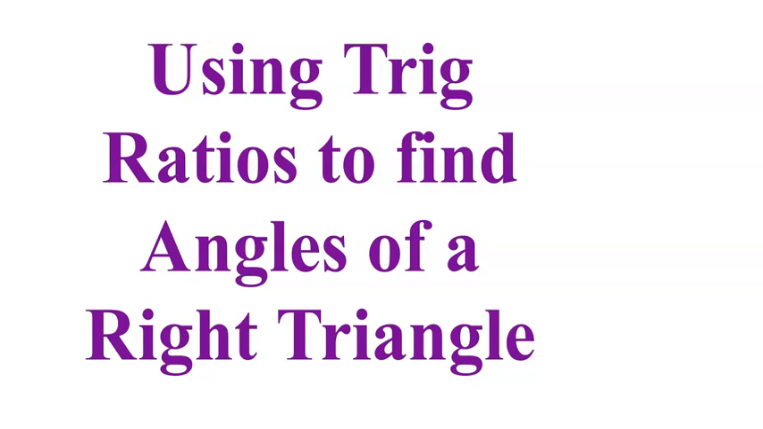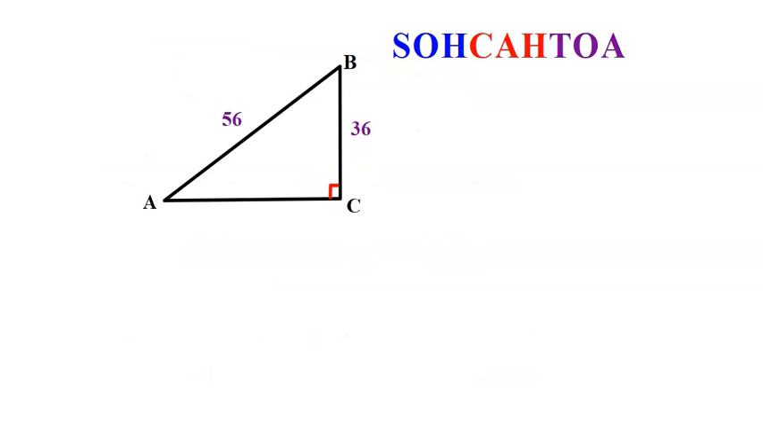Hello class, today we are going to look at how to use trig ratios to find angles of a right triangle. In the previous video we saw how to use the trig ratios to find the sides of a right triangle. In this one we are going to find the angles of a right triangle. Alright, so let's just take a look at an example here.